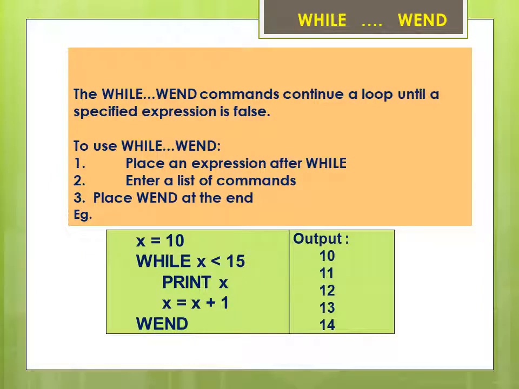The WHILE...WEND commands continue a loop until a specified expression is false. To use WHILE...WEND: 1. Place an expression after WHILE. 2. Enter a list of commands. 3. Place WEND at the end. Example: x = 10, while x < 15, print x, x = x + 1, wend. Output: 10, 11, 12, 13, 14.